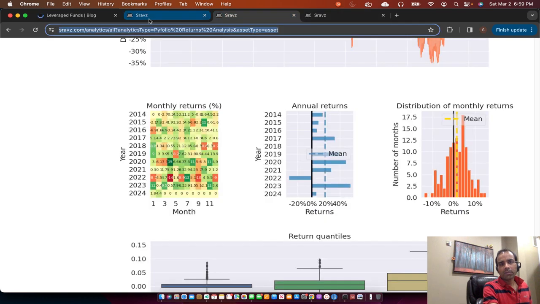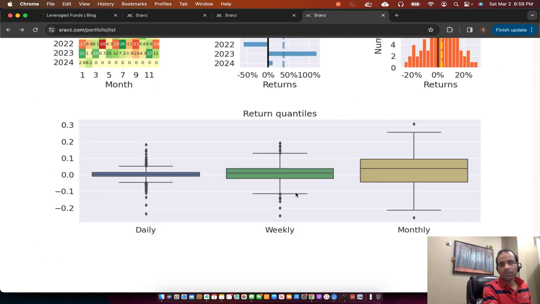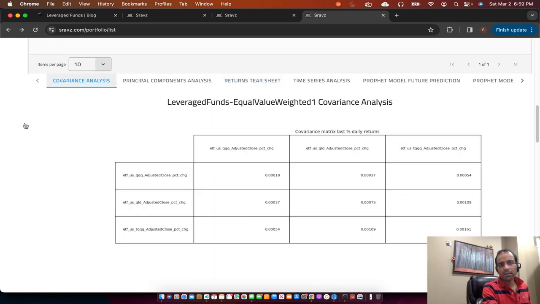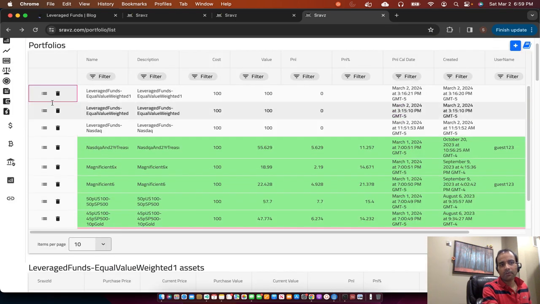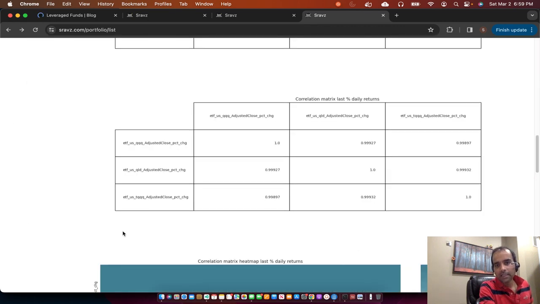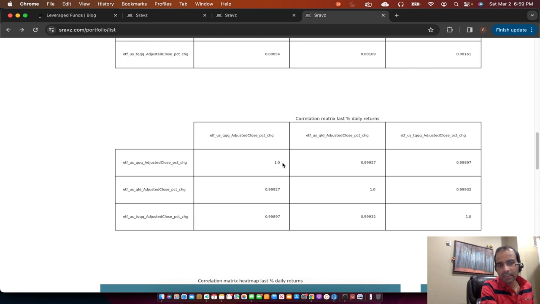Now we'll switch to the covariance analysis. You could go to the covariance analysis in the portfolios page. To get there, you click on portfolios, click on the fund, then it shows the covariance analysis. And here we just want to see the correlation metrics. Since it's the same asset class, you see the correlation is close to 1, because it's the same asset.